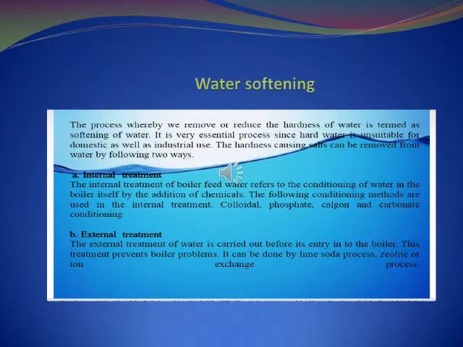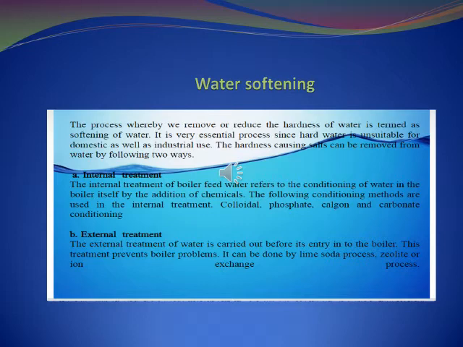Water softening. Hard water is unsuitable for domestic as well as industrial purposes. The process whereby we remove or reduce the hardness of water is called softening of water. The hardness causing salts can be removed from water by two methods. The first one is internal treatment.